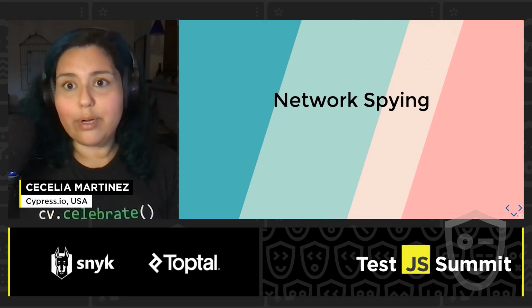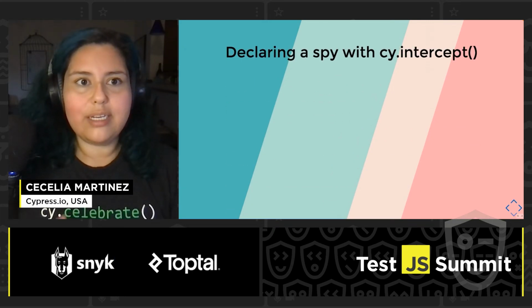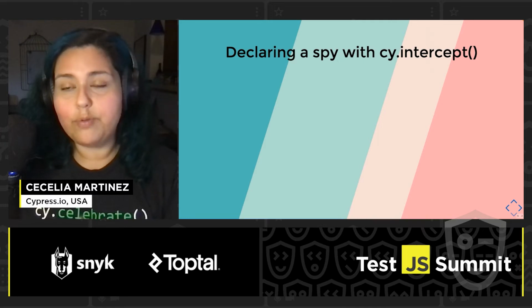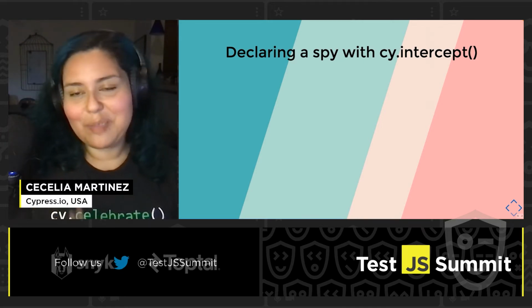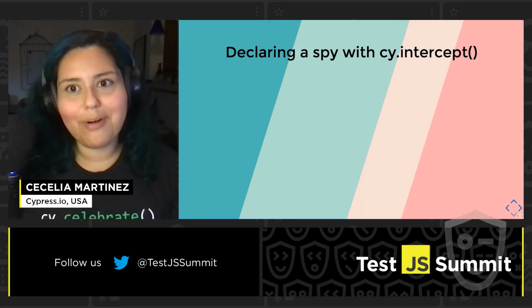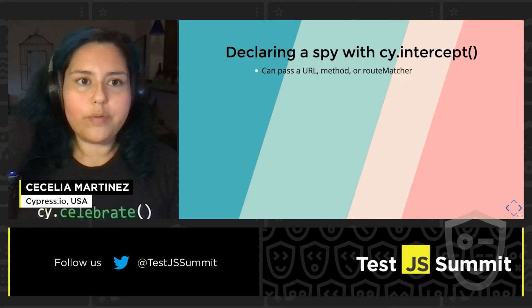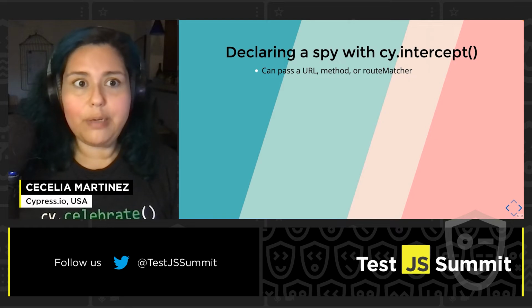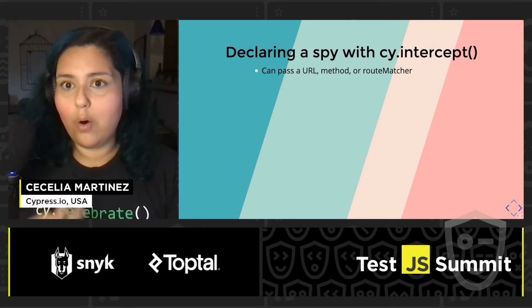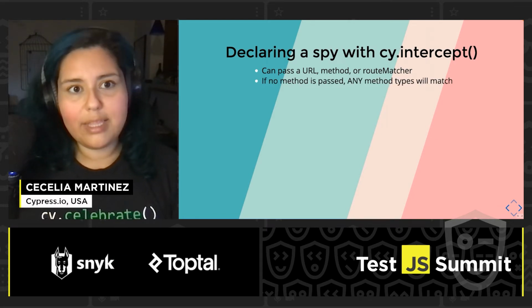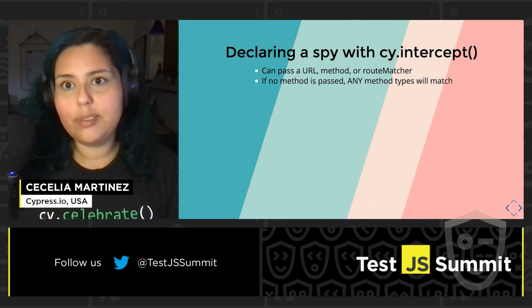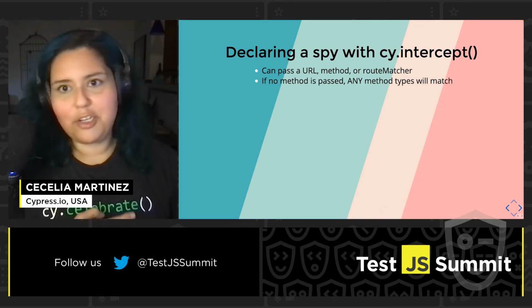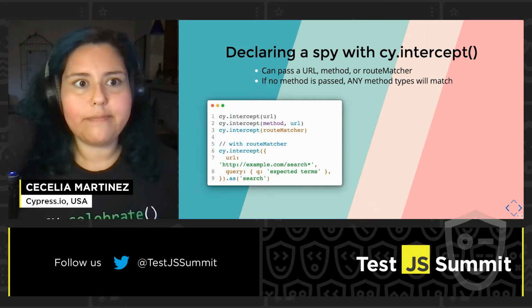So first, let's dive into network spying. You can declare a spy with cy.intercept. You want to do this as early in your test code as possible because you want to declare the spy on the network request before the network request actually happens. Through the cy.intercept command, you can pass a URL, a method, or a route matcher. If no method is passed, then any method type will match. So if you just pass through an endpoint, then Cypress will intercept a GET request, POST request, PATCH request, whatever it is that takes place to that endpoint.